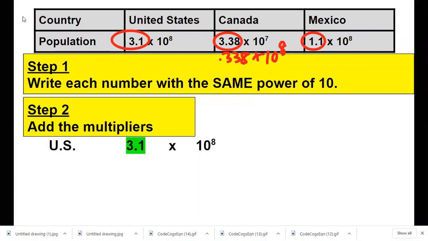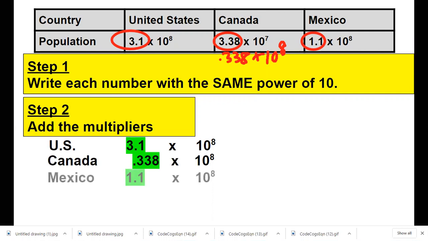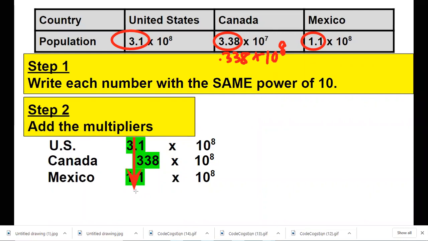The US is 3.1 times 10 to the 8. Canada, remember we changed it, 0.338 times 10 to the 8. And Mexico is 1.1 times 10 to the 8. Notice how I am lining up my decimal points as much as the computer will allow me so that we have them in the right order when we add them. Remember to line up the dot and give it all you got when you're adding decimals.